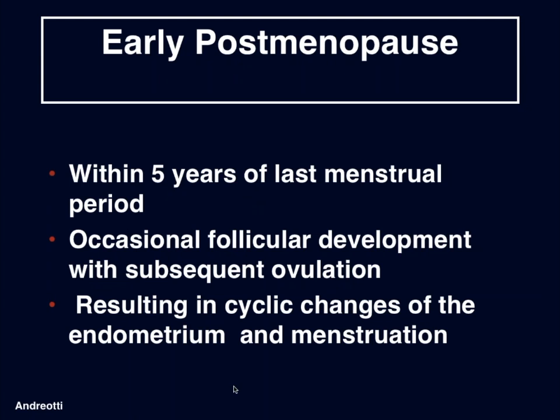In the early postmenopause, this is considered within 5 years of the last menstrual period. There still may be occasional follicular development with subsequent ovulation. And this is resulting in changes of the endometrium and menstruation.